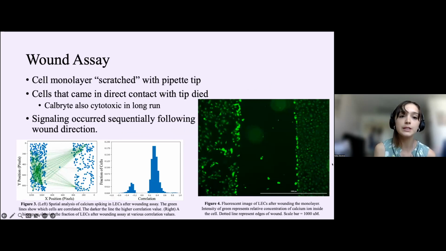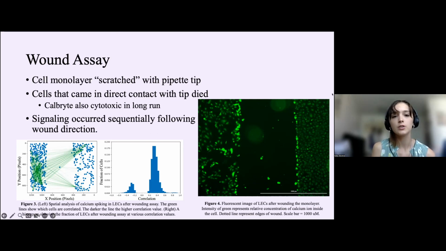First, what we looked at was a wound assay where we scratched a cell monolayer of lymphatic endothelial cells with a pipette tip. This started off as a migration assay, but the Calbryte ended up being cytotoxic in the long term. There's a mechanism that I know, but not off the top of my head, that ends up killing the cells long term, but it lasts for about 30 minutes to a couple of hours, depending on the concentrations.